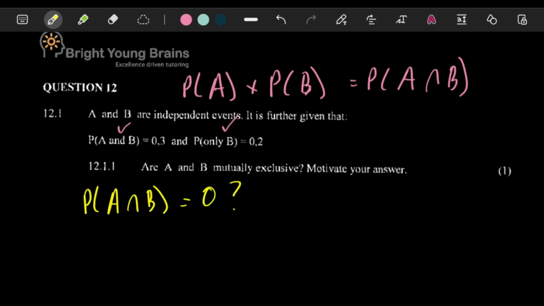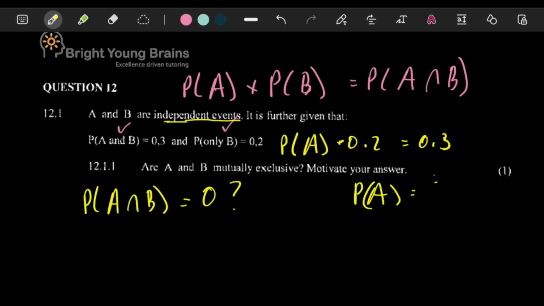But with mutually exclusive events, the probability of A and the probability of B is always equal to 0. So let's check this out. To get the probability of A, you can just use this formula because they say these are independent events anyways. So the probability of A you don't know, but the probability of B is 0.2. The probability of A and B is 0.3. So the probability of A here is going to be 0.3 divided by 0.2. What is 0.3 over 0.2? That's like 3 over 2.